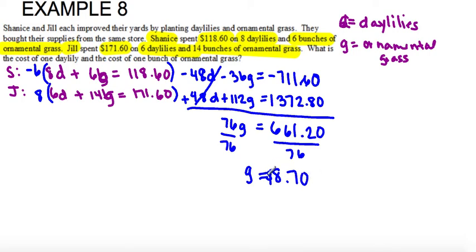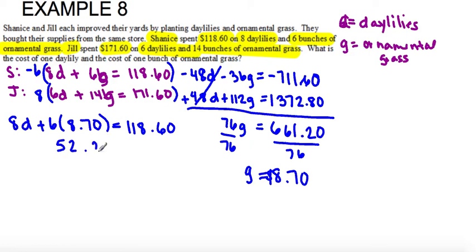And then I have to figure out the cost of daylilies. So I'm going to use the 8.70 and plug it into one of the two equations. Again, it doesn't matter which one. I'm going to plug it into the top one. So I have 8D plus 6 times 8.70 equals 118.60. So I have to multiply 6 times 8.70, which comes out to 52.20 equals 118.60, and then bring down the 8D.